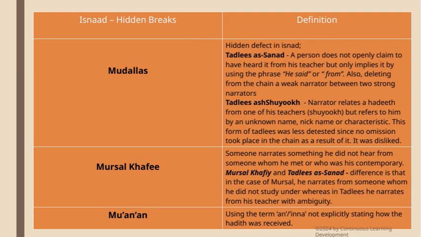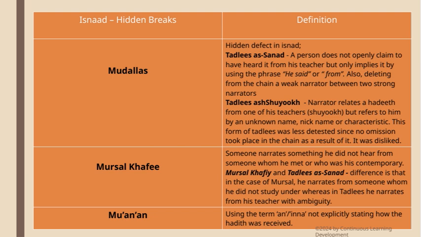Welcome to the final slide, where we wrap up our discussion on isnad, the hidden breaks in the chain of narration. Here, we see a table that defines some key concepts related to these breaks. First, we have tadlis, which refers to a hidden defect in the isnad. Essentially, it's when there's an omission or ambiguity that can affect the authenticity of the narration.